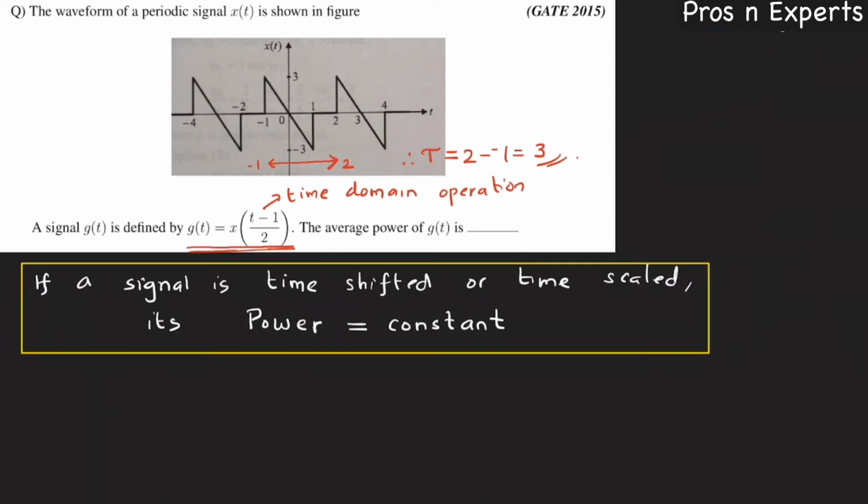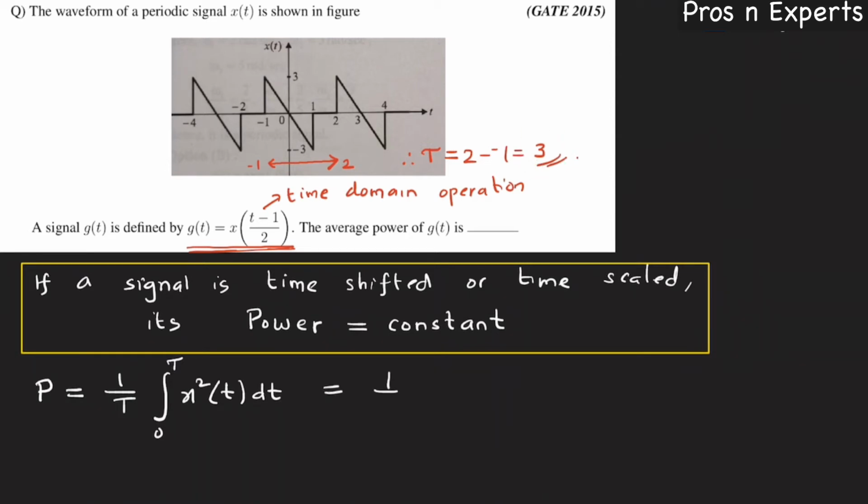Why did I find out the time period? Because of the expression of average power. Average power is given by 1 by T, integral over one complete time period, mod x square of t. This is a real signal, so x square of t dt. Okay, so there is an involvement of time period here, so that's why I have found out the time period as 3.